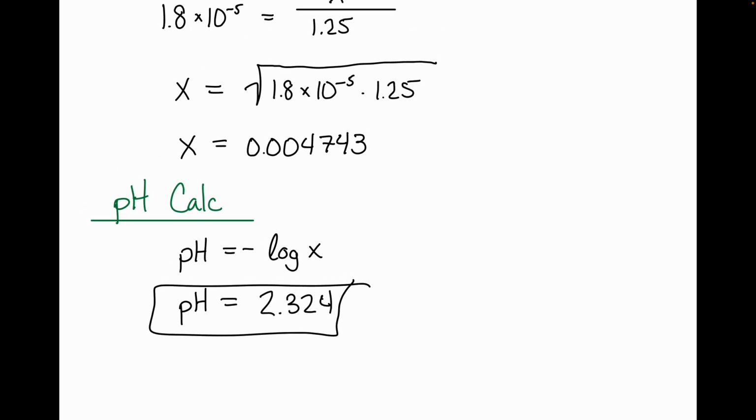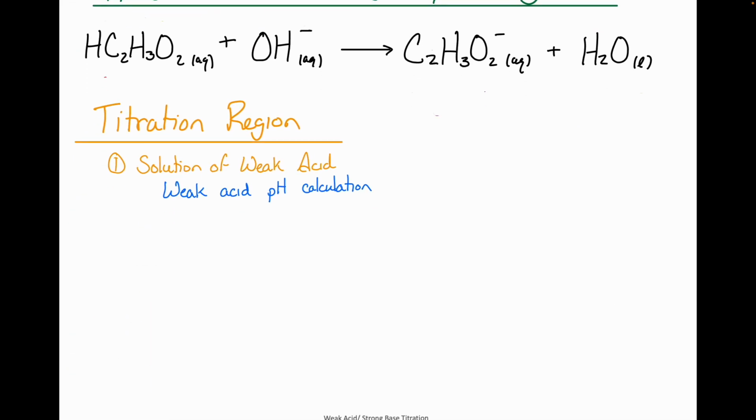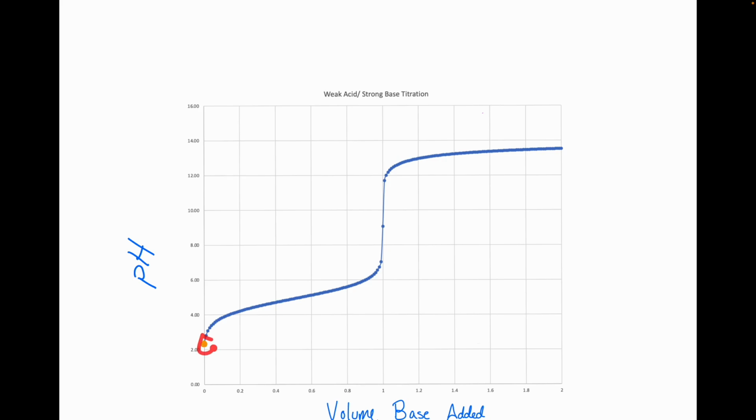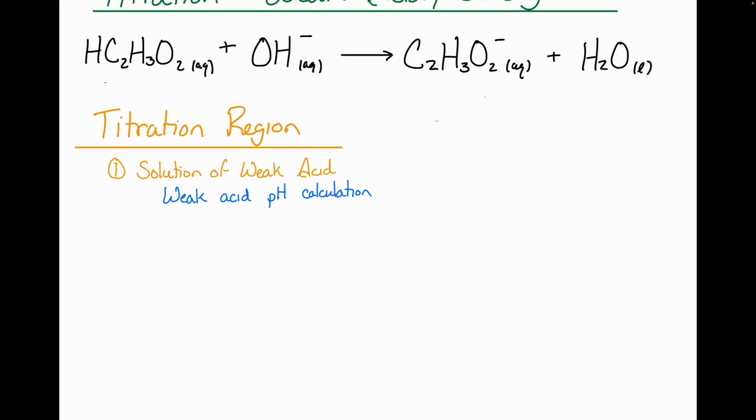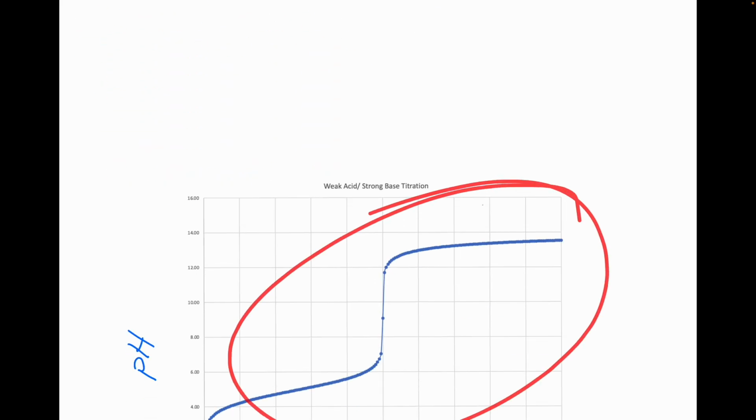Okay, and we'll pick up with this next time, but just to be clear, we're talking about titrations. We really only covered this first region of our titration curve, which is before we even added any strong base in there. So all we have is a solution of weak acid, and we learned how to calculate the pH of our solutions of weak acids last week. All right, we'll finish off the rest of this curve next class period.